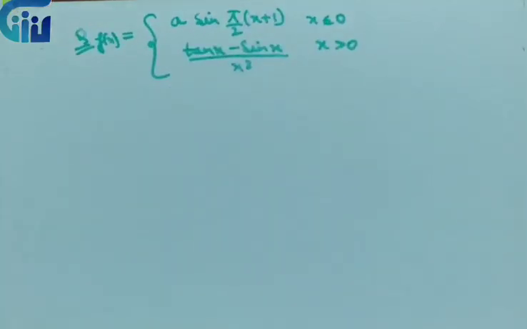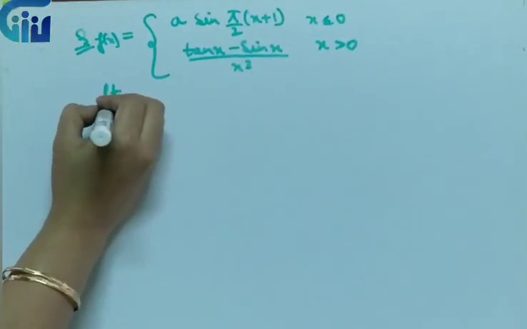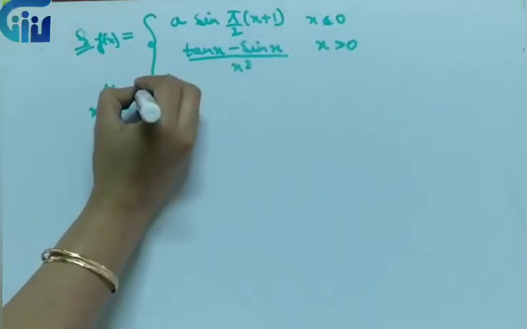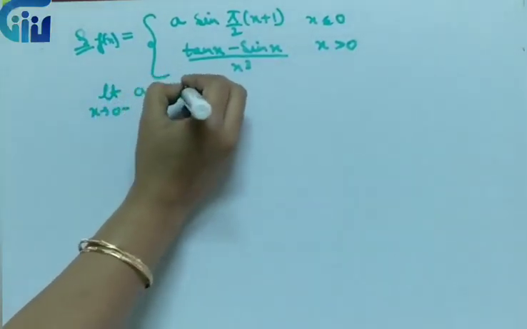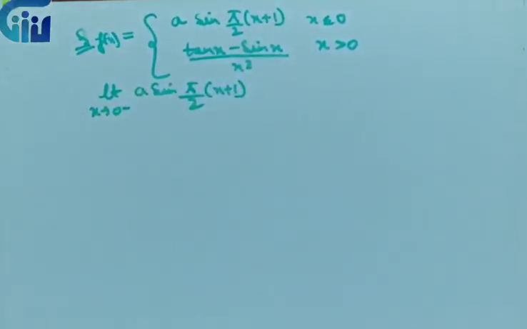Next very important question. Now what we have, f(x) is equal to a sin pi by 2 x plus 1, tan x minus sin x upon x cube. Again it is given to be continuous at 0, and we have to find the value of a. So again we will say left hand limit is equal to right hand limit is equal to value of the function. So left hand limit I'll just solve. So it will come out to be this. If I put x as 0, the function is still defined. So we'll directly put x as 0.